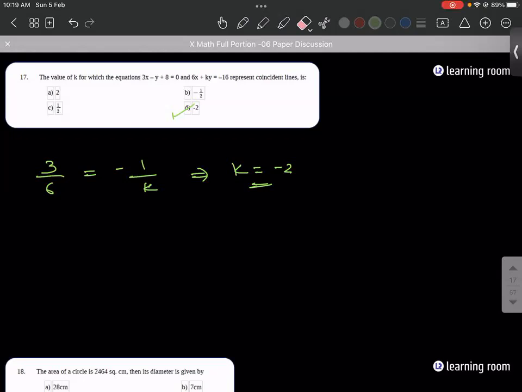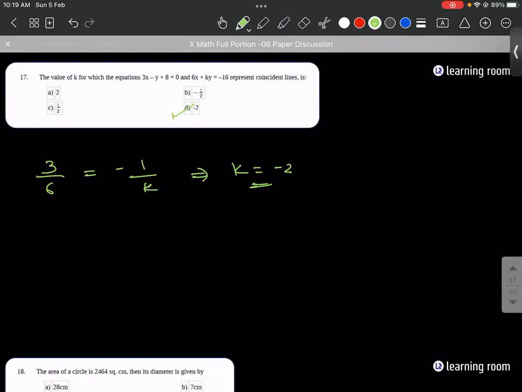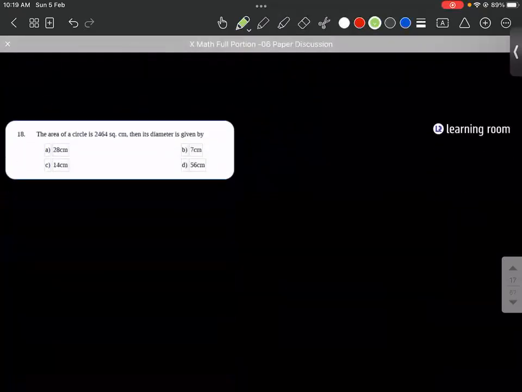K should be -2, no? Yes, sir. Okay. Ria, make a note of this. 17th, D is the answer. In the answer key, it is given as 2. There is a mistake because in the answer key, it is taken as minus. So there is a mistake. According to this question, the correct answer is D.